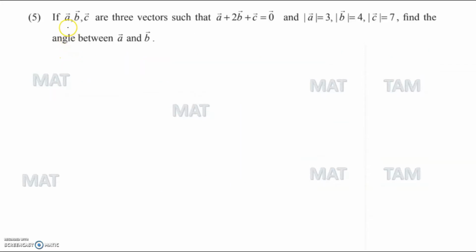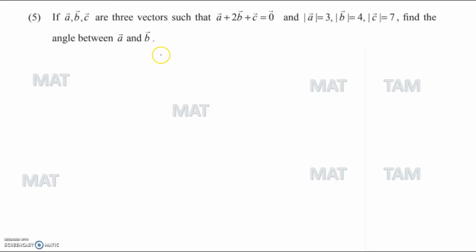Question number 5. If A, B, C are three vectors such that vector A plus 2B vector plus C vector is equal to 0 vector, and we're given magnitude of A is 3 and magnitude of B is 4, magnitude of C is 7. Find the angle between vector A and vector B.